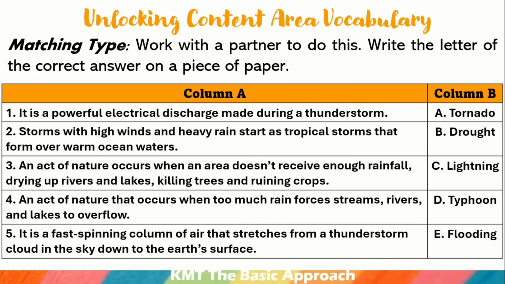Number 5. It is a fast-spinning column of air that stretches from a thunderstorm cloud in the sky down to the Earth's surface. A. Tornado. B. Drought. C. Lightning. D. Typhoon. E. Flooding. What is the correct answer? Good job! The correct answer is letter A. Tornado.